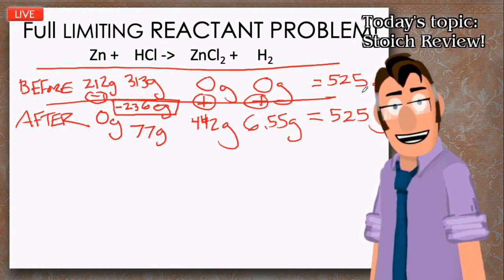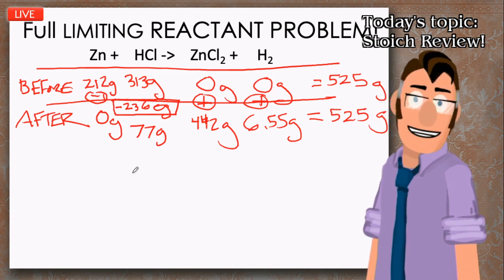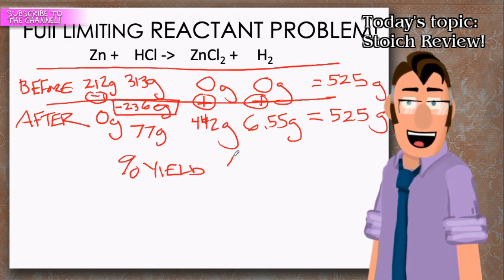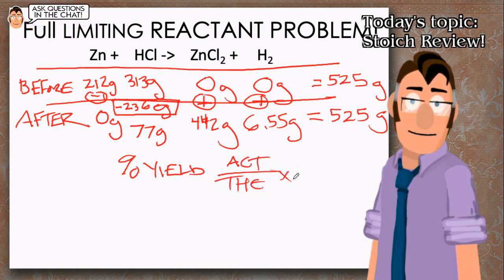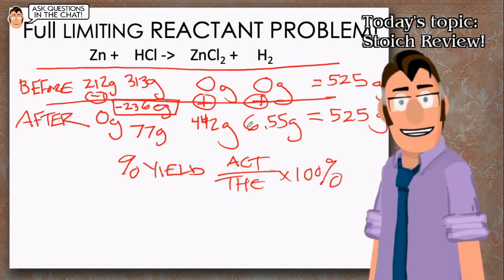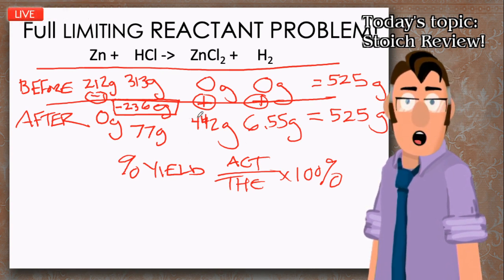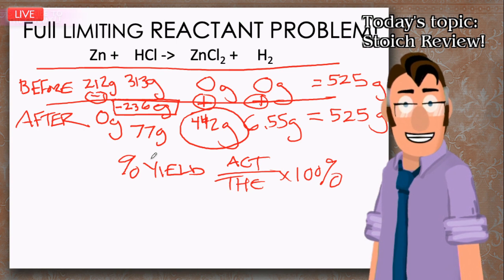All right, so the last thing that you are going to do if we're going to combine these 2 exams is we have to do a percent yield problem. So percent yield, if you guys remember the equation, is simply the actual yield over the theoretical yield times 100%. Now, everything you do on paper is your theoretical yield. So we're going to stick with the zinc chloride in this case. So this 442 is our theoretical yield of zinc chloride.